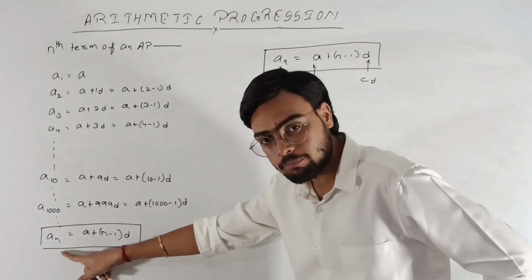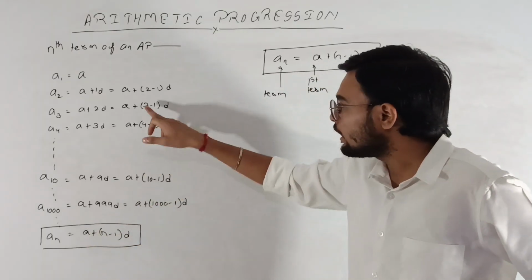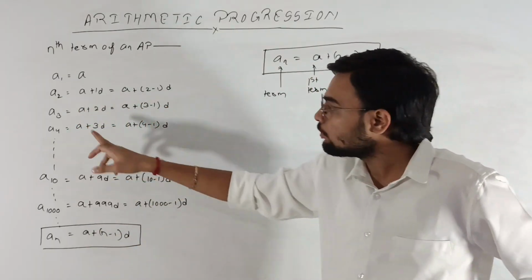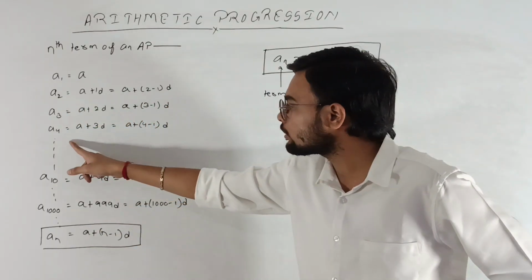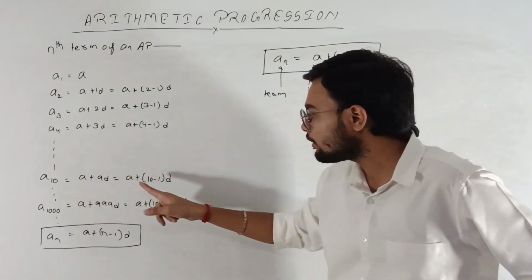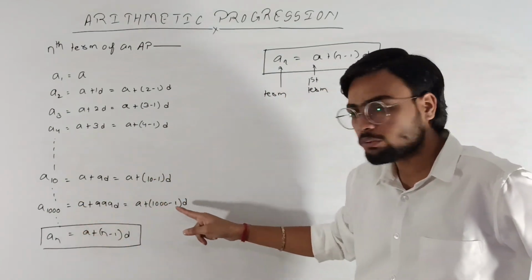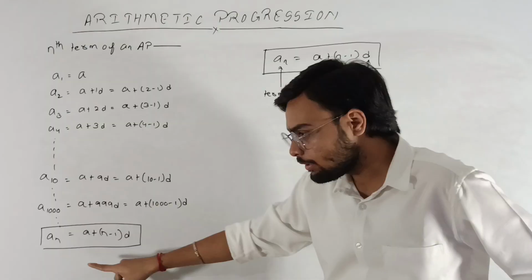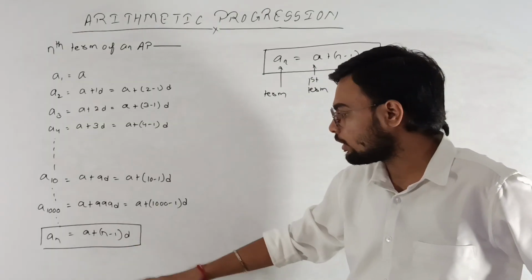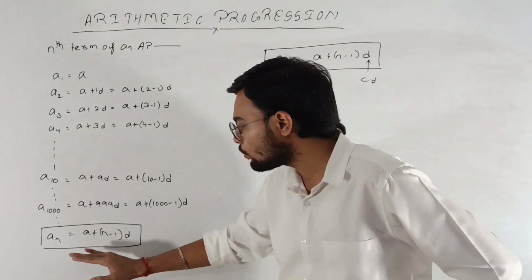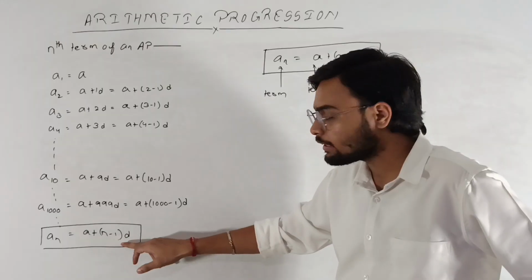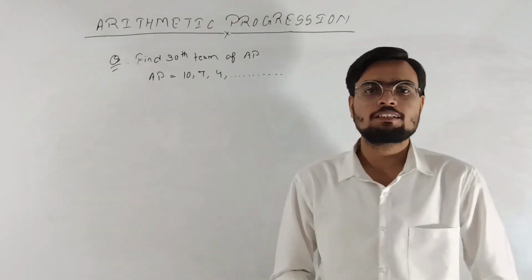So similarly for the nth term: for the second term, 2 minus 1; for the third term, 3 minus 1; fourth term, 4 minus 1; 10th term, 10 minus 1; 1000th term, 1000 minus 1. So for the nth term, n minus 1 and d. So the nth term is an = a + (n minus 1) into d. Got it?